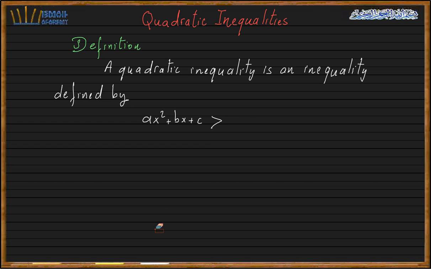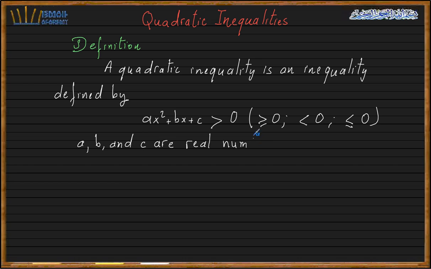This is just for example. So we can use greater or equal than 0, or less than 0, or less or equal than 0. So you can use any of these inequality signs. It's still a quadratic inequality. So a, b, and c are real numbers, such that a must be different than 0.